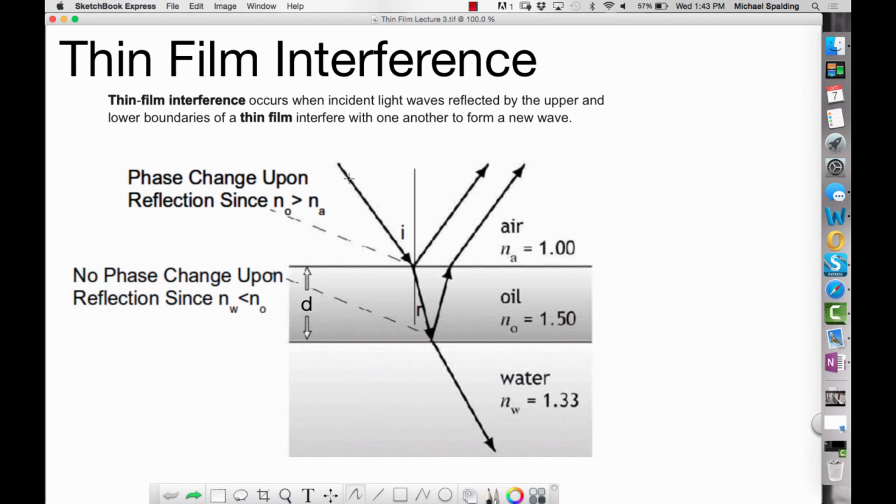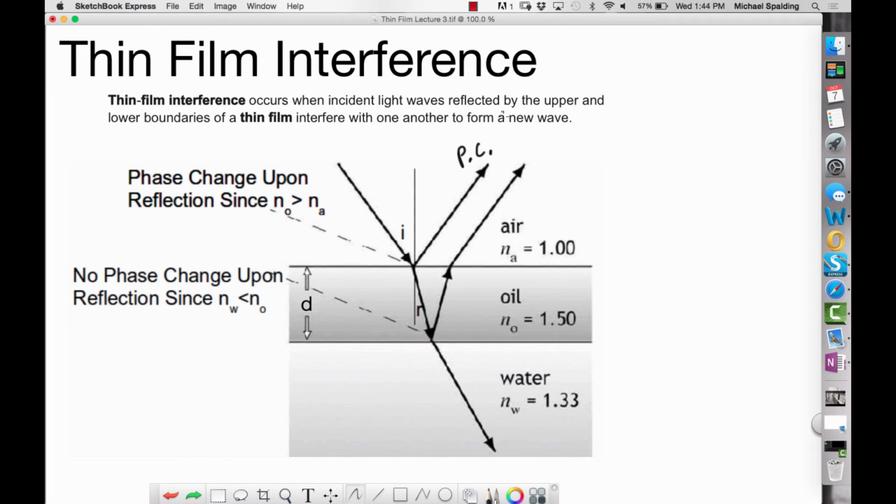Let's look at what happens. The ray comes in like this, strikes this boundary. Air has an index of refraction of 1. Oil has an index of refraction of 1.5. Will there be a phase change for this one? Yes. So I'm going to put PC for phase change. This ray underwent a phase change.